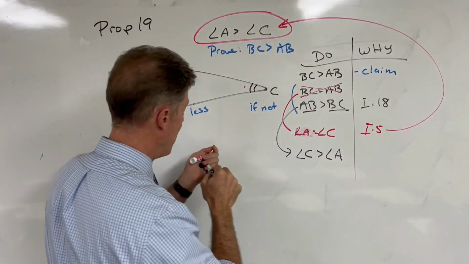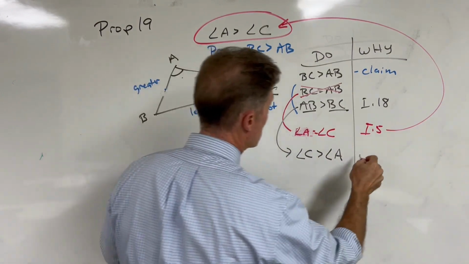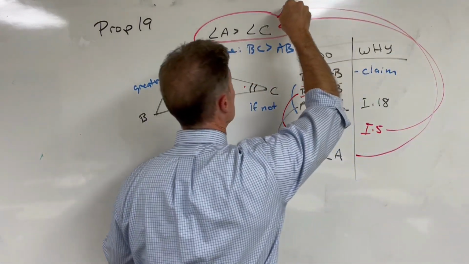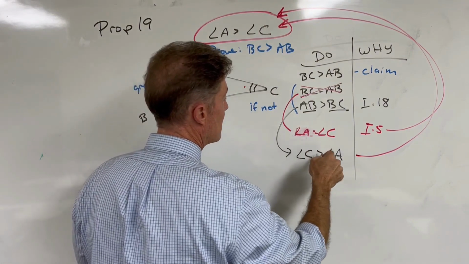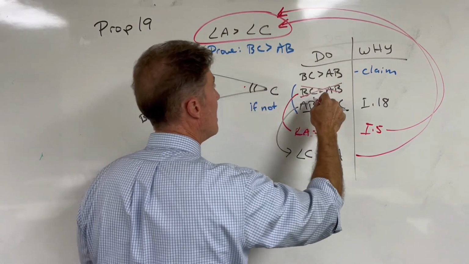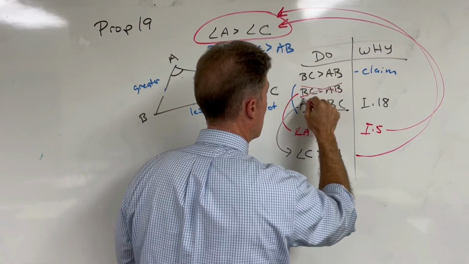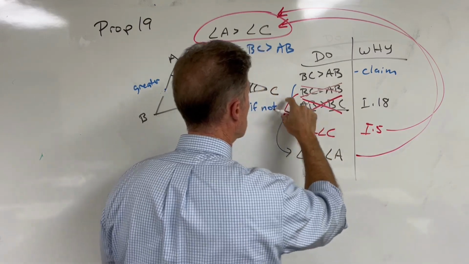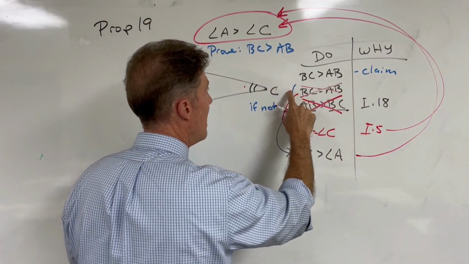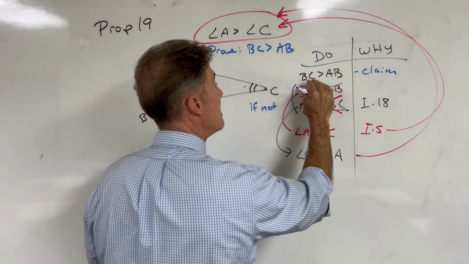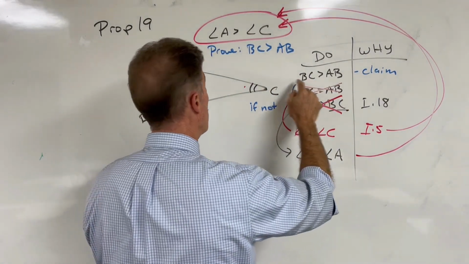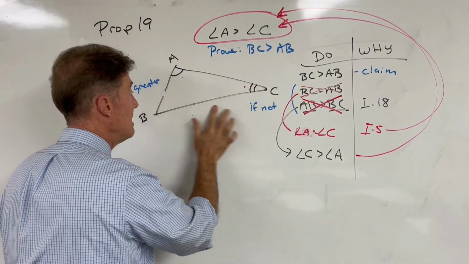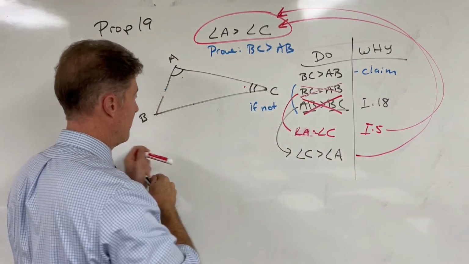Well, what's the problem with that? Again, it's contrary to our given. We're given that A is bigger, not C. And since this leads to a contradiction of our given, therefore this possibility is also ruled out. And so if these two possibilities are ruled out, and there's only three possibilities, then this first possibility is the only one that remains. And therefore, the greater angle is subtended by the greater side.